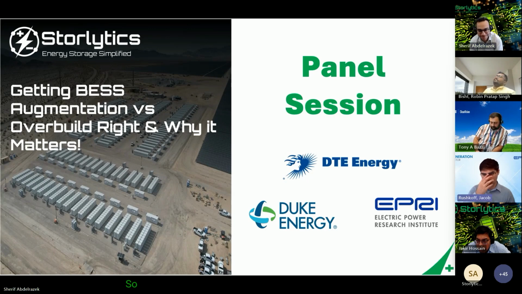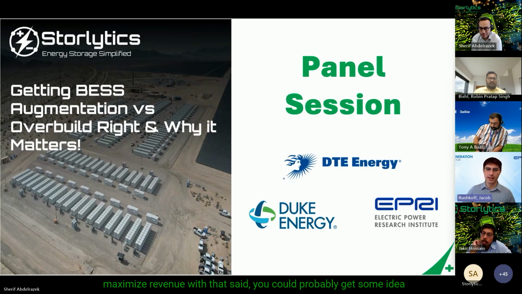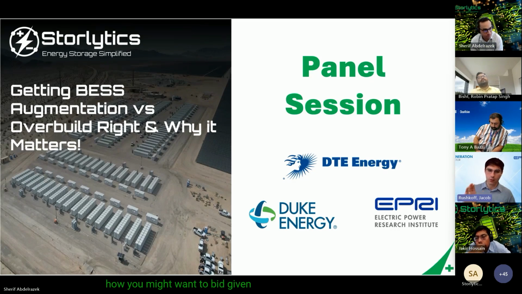Yeah, sure. I should note that using Dervet, being a price tag optimization tool, it's not necessarily simulating the same kinds of interactions that you would have if you're bidding into a market. So it's not necessarily developing a bidding strategy. It's just showing, given perfect foresight, at least within given windows, what would have been the best capacities in order to maximize revenue. With that said, you could probably get some idea on how you might want to bid given what that dispatch profile looks like.